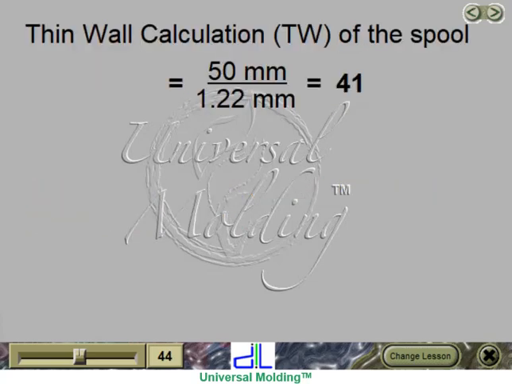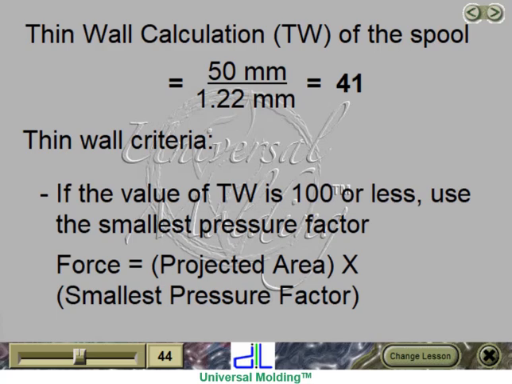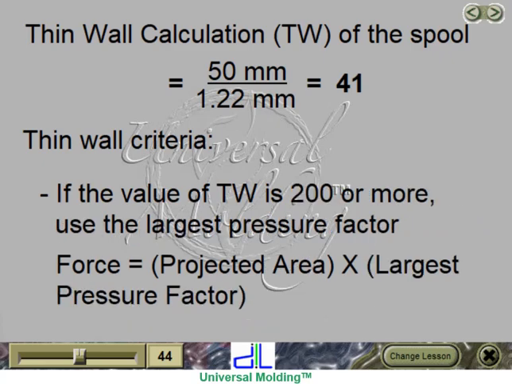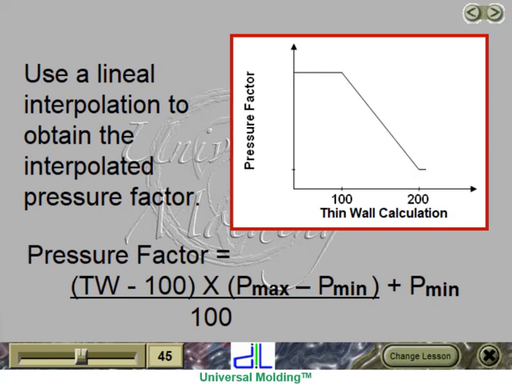The thin wall calculation, or TW, of the spool is equal to 50 millimeters divided by 1.22 millimeters, or 41. Thin wall criteria. If the value of TW is 100 or less, use the smallest pressure factor. Force is equal to projected area times smallest pressure factor. If the value of TW is between 100 and 200, interpolate between the pressure factors. Force is equal to projected area times interpolated pressure factor. If the value of TW is 200 or more, use the largest pressure factor. Force is equal to projected area times largest pressure factor. Use a lineal interpolation to obtain the interpolated pressure factor.